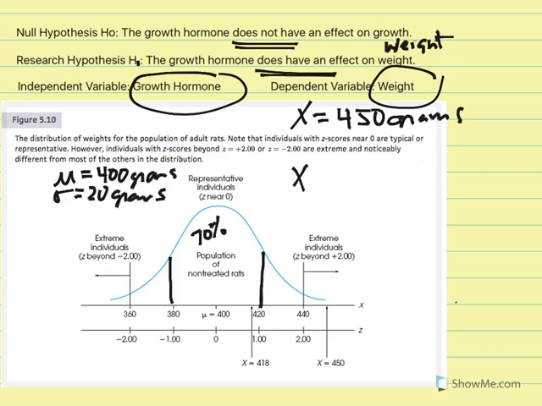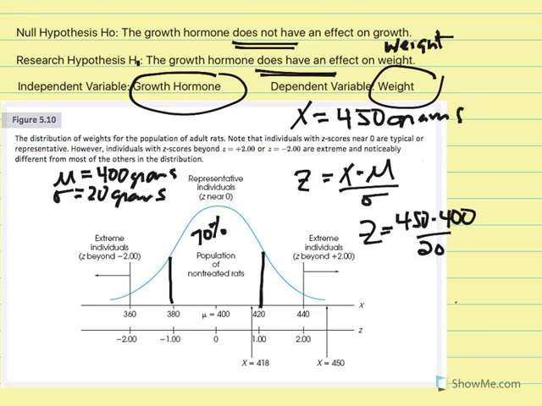We convert that score into a Z-score. So Z is equal to X minus mu over standard deviation. Z is equal to 450 minus 400 over 20. So in our calculators, 450 minus 400 gives us 50. Divide by 20, and we get a Z-score equal to 2.5. So a weight of 450 grams is 2.5 standard deviation units from the mean of this distribution.